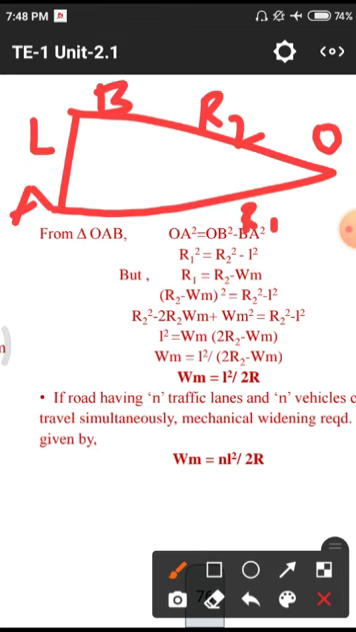That means OA equal to R1 square, OB equal to R2 square, and BA equal to L square. By using those trigonometric principles, we derive the mechanical widening of the road. Simply, we can take off this derivation easily by remembering this triangle: the outer edge, the inner edge, the minimum length AB, R1, R2. This is very easy for everyone.